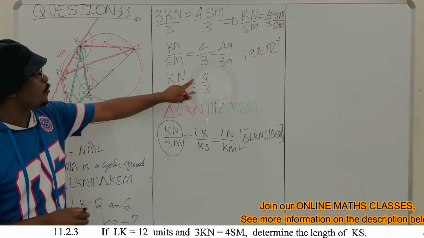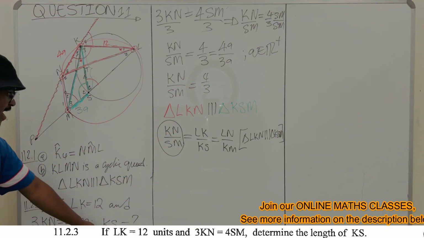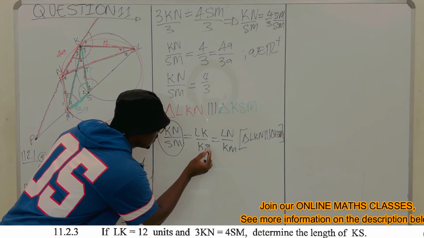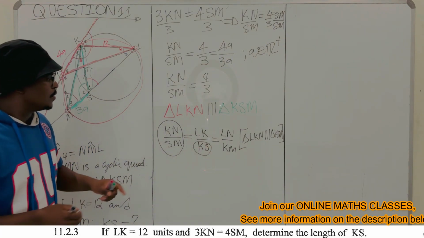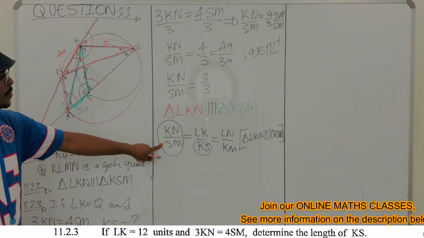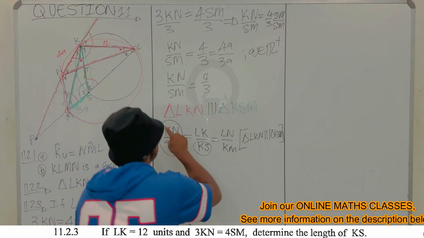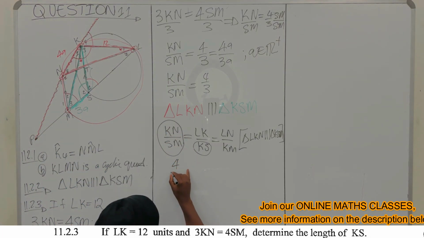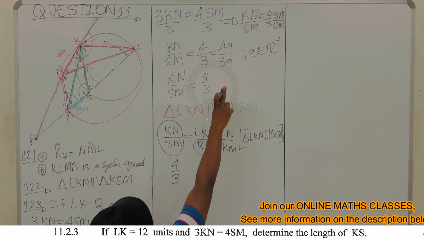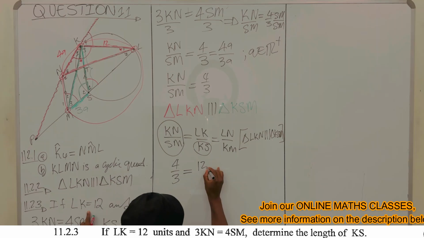So you know this ratio because it's 4 over 3, right? And you're trying to find what? We're trying to find KS, which is what we're trying to find over here. But you will need LK, and you're given LK to be 12. So you have 4 over 3, and you have 12, and you are looking for KS, which is easy. At this ratio, you just put your 4 over 3, which is what you're given, equal to LK, which is 12, over KS, which is what we're looking for.